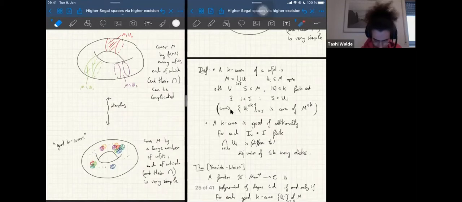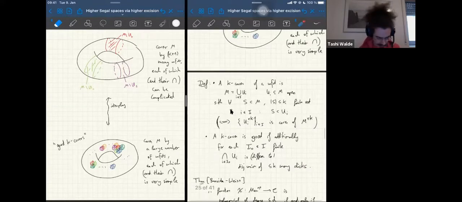So a K cover of a manifold is given by an open cover, not necessarily finite, such that each finite set of cardinality at most K is contained in at least one of these. So it's not just every point is covered, but every collection of at most K points is also covered by one of the elements. So this is equivalent to saying that the Cartesian product of K copies of M is covered by the corresponding cover, where you just take Cartesian powers. And it is called good if additionally all the finite intersections are diffeomorphic to a disjoint union of at most K disks. So they're really simple. They're very easy to describe. They're given by at most K disks, and therefore they're as simple as possible.